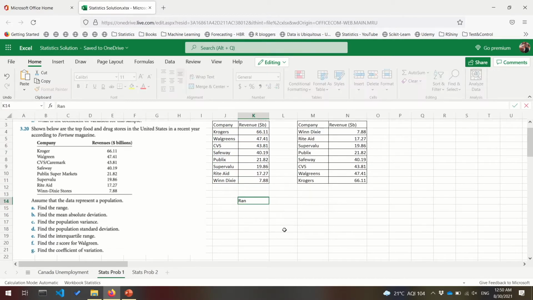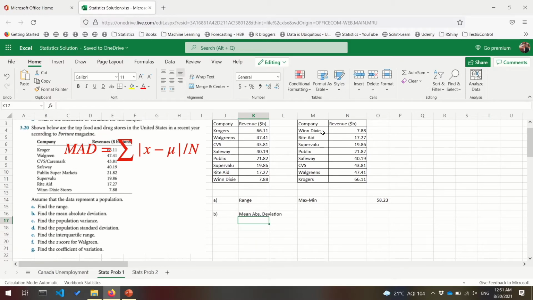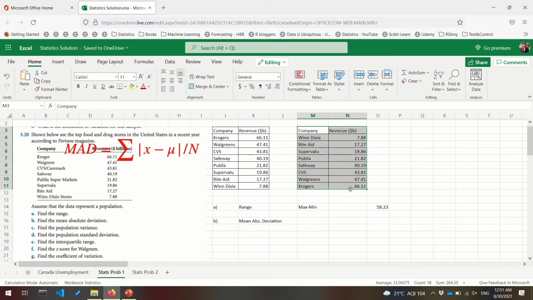Now let's try to find the range. Range will be your max minus min, right? So here the range will be your max, which is this one, minus your min. So the range is around $58 billion. That is question number 1. Now question number 2, or B, says to find the mean absolute deviation. So we need to find the mean absolute deviation. Let's take any table. Let me take this one.